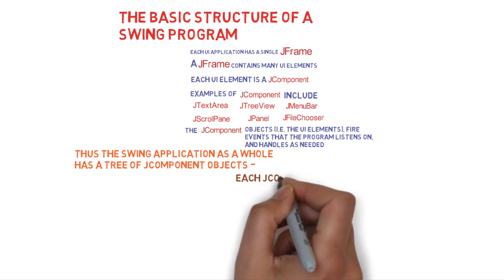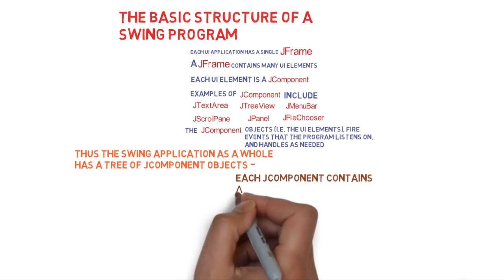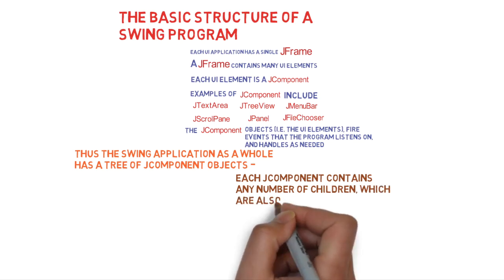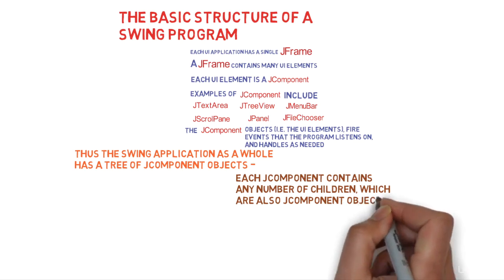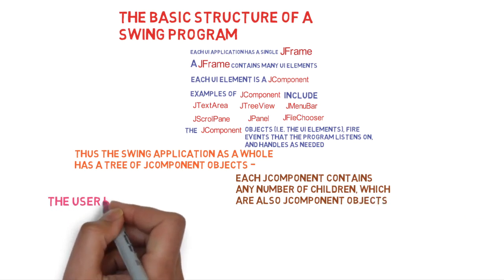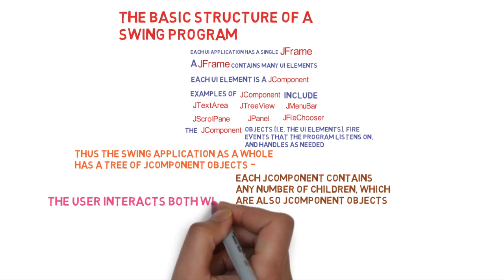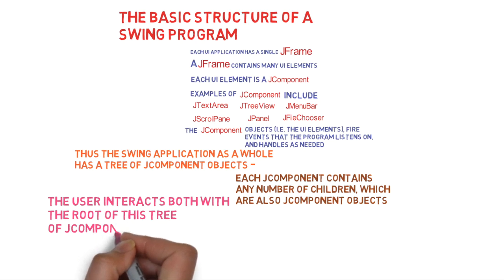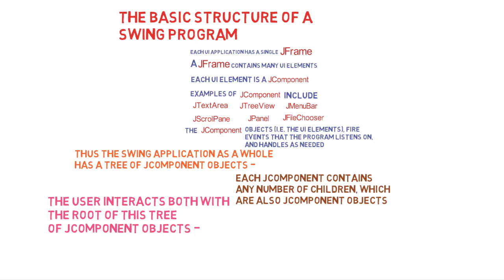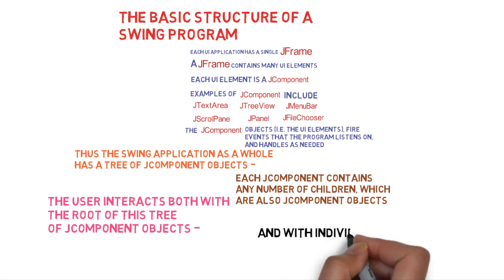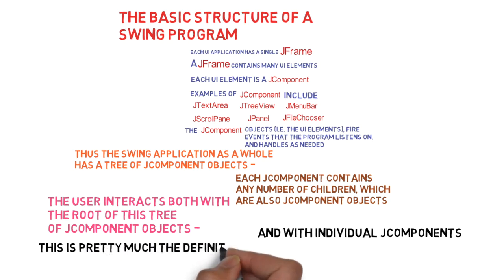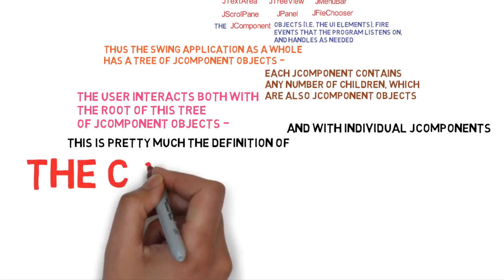As you can see, these JComponents can have any number of children. All the children of JComponents tend to be JComponent objects. So you notice this tree structure building up, which we saw as a part of the last class. They all inherit from JComponent and contain more JComponents. As a user, you'll interact with the root of the tree, which is the container as a whole, or any of the individual JComponent objects. So you could interact with the scroll pane and a button which is inside the scroll pane. So you interact with the root of the tree as a whole or with individual components. You can do both. What I just described to you is pretty much the definition of the composite pattern.